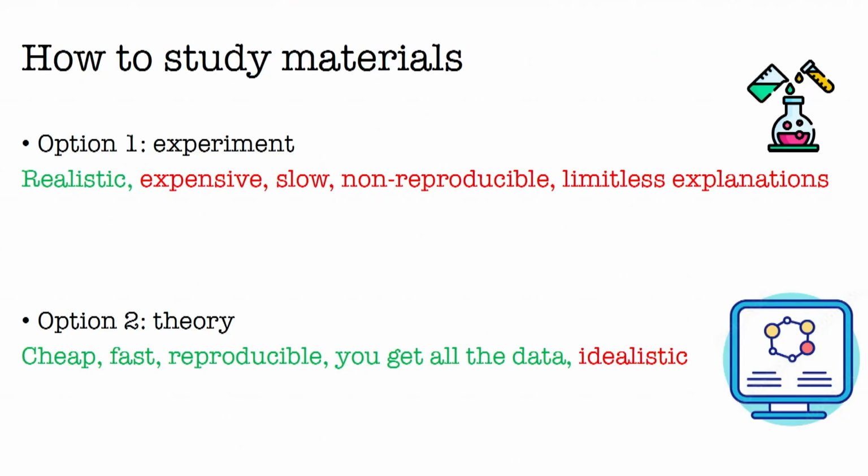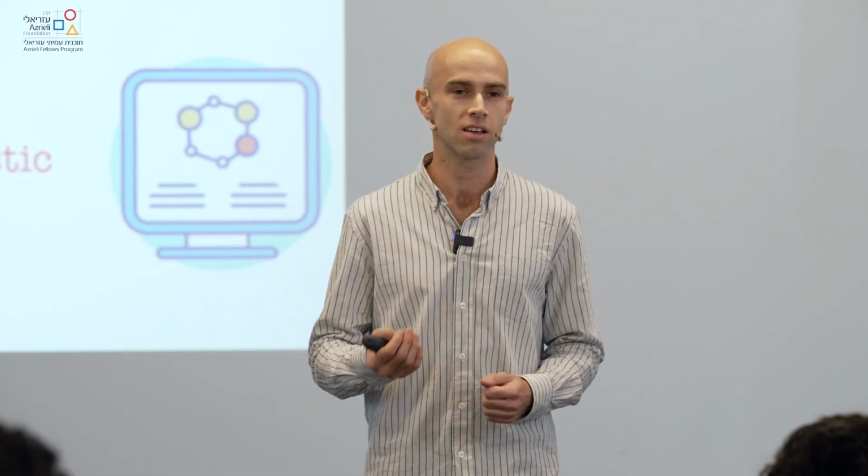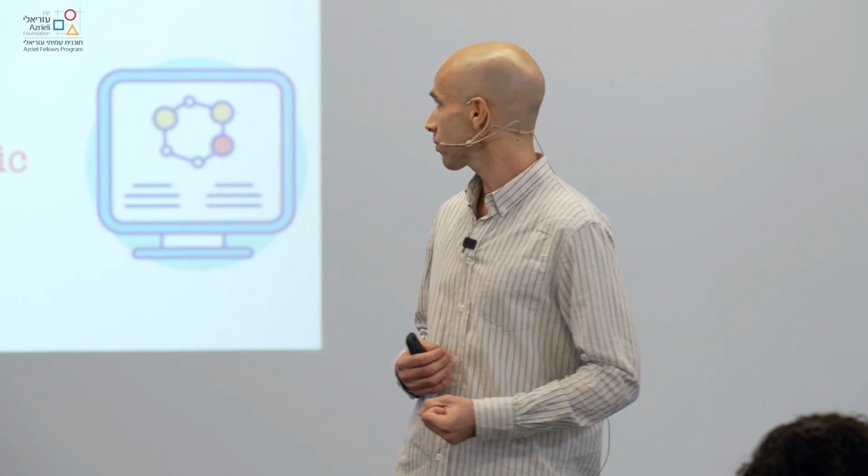The less common method, but way cooler if you ask me, is using theoretical calculations, which is what we do in our group. So we simulate materials and their properties using nothing but large computers. These simulations tend to be cheap and fast. They are reproducible, and you also generate all the data leading to your final result yourself, so you can analyze it back and understand the origin of your results.